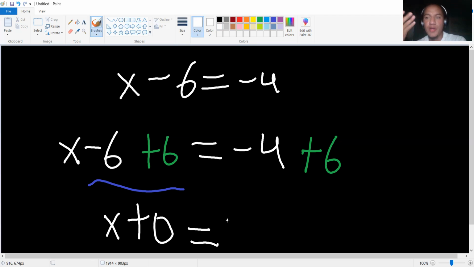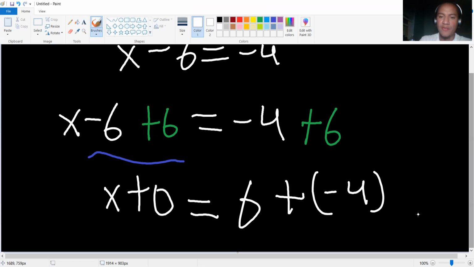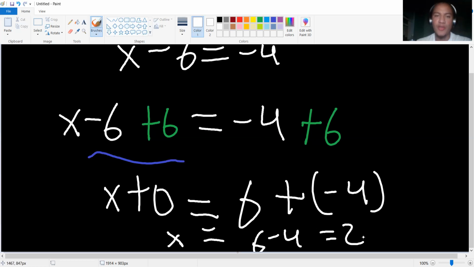Now, using the commutative property of the numbers, I can also rewrite this as 6 plus negative 4. But we already know that 6 plus negative 4 just equals 6 minus 4. So the left side is X plus 0, but 0 is the additive identity, which means you add anything to 0, you get anything. Book plus 0 is book. Josie plus 0 is Josie. X plus 0 is X. So X is 6 minus 4, which is 2. And we're done.